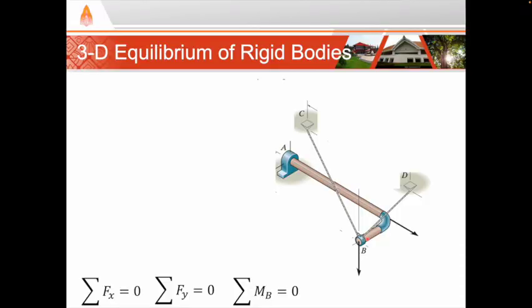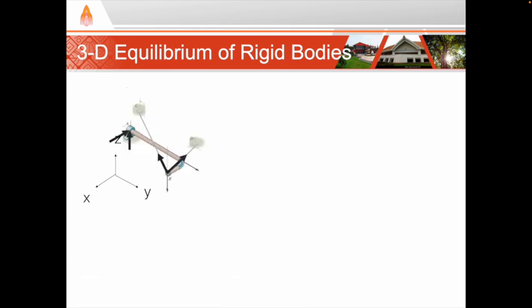When solving systems in 3 dimensions, the procedure is the same as 2 dimensions. Again, draw the free body diagram, establish the x, y, and z axes, label the forces and the moments, and then set up your equations for equilibrium.